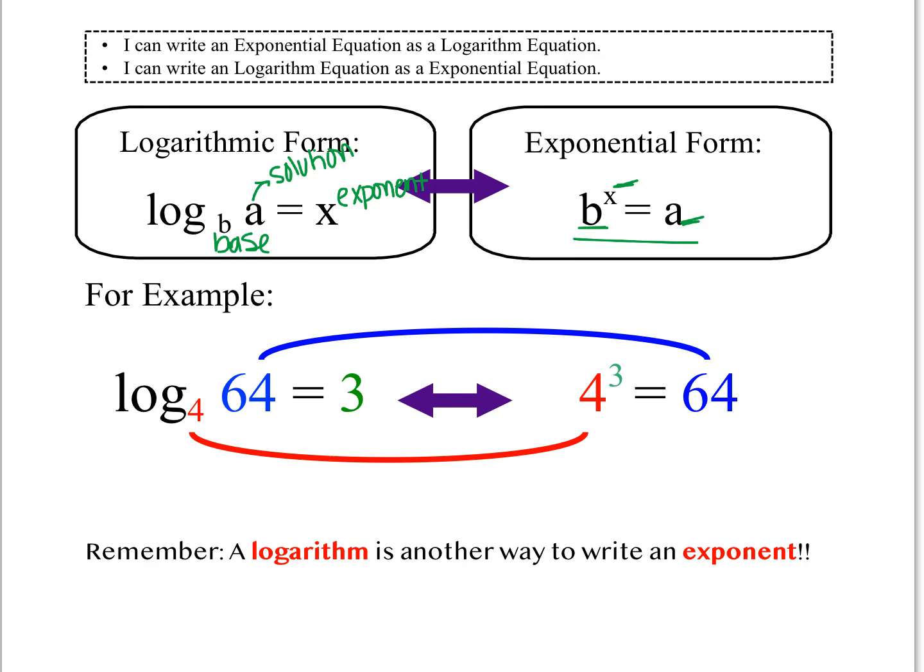So when we're rewriting them, we need to be able to identify those three pieces of either the exponential or log form. So when I'm looking at log, the 4 is the base. So in exponential form, it's the base of the exponential part of the equation. 64 is the solution, so it's what it equals to. And then a log always tells me the exponent, so the exponent goes there. So remember, a log is just another way to write an exponent.